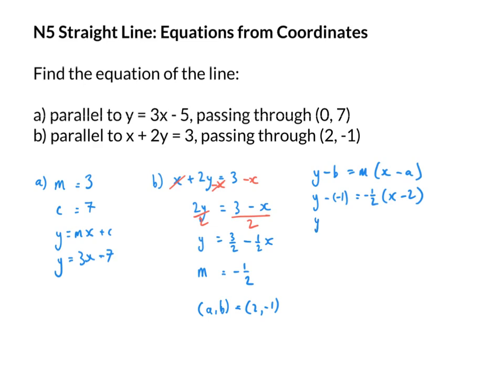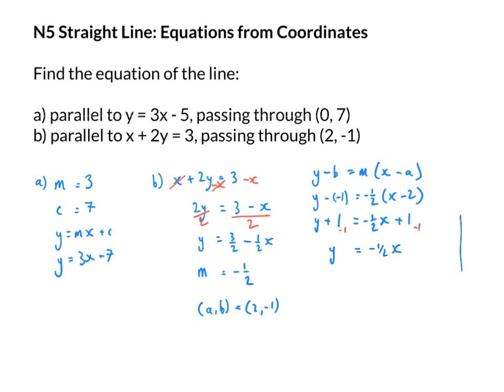I'm going to tidy this up on the left. This bracket on the right doesn't require tidying up, so I can multiply out just now. Equals negative 1/2 x, negative 1/2 of negative 2. Well, that's going to be positive. Half of 2, 1. If I minus 1 from each side, I'm going to get y on its own equals negative 1/2 x plus nothing.